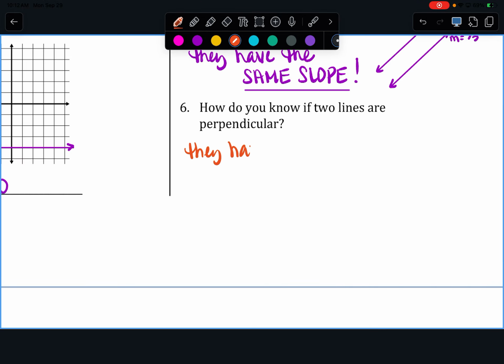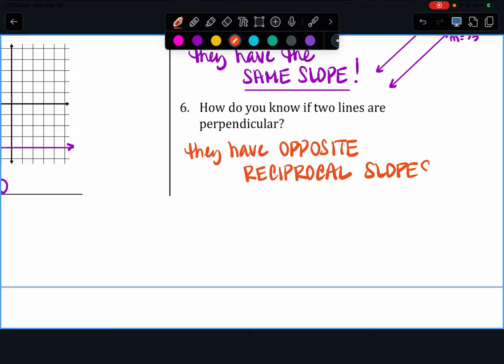Okay, number 6, how do we know if lines are perpendicular? They have opposite reciprocal slopes. Opposite, again, meaning plus or minus. Anytime you see the word opposite in math, it means you're talking about the signs, positive or negative. And then reciprocal means to flip the fraction. And you must do both. It can't be one or the other. It has to be both.